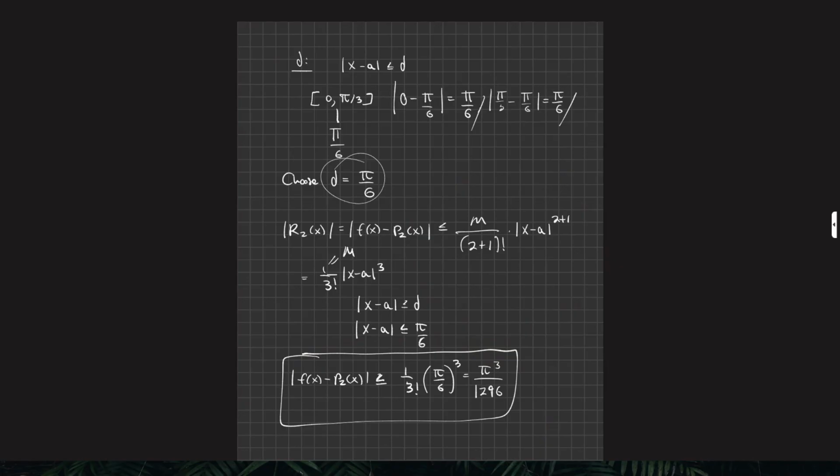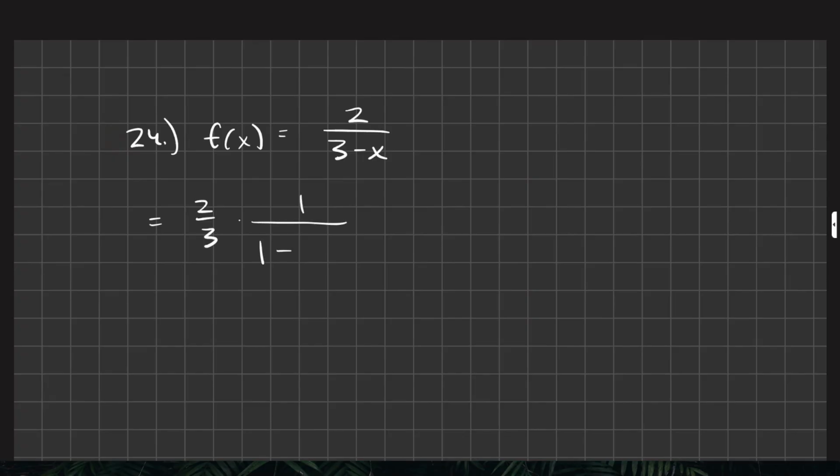All right, so 24, we're asked to find the power series for the following functions and give their radius and interval of convergence. So we have a bunch of them, so let's just try to go through it. We're given f of x equals 2 over 3 minus x. I'm going to write this as 2/3 times 1 over 1 minus x over 3.